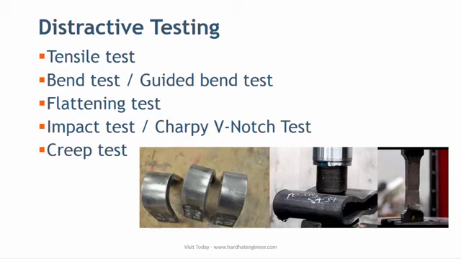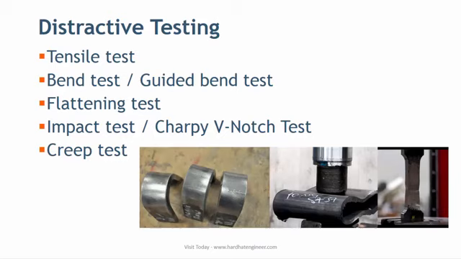Destructive tests confirm the mechanical requirement of the manufactured pipe. In destructive testing, a sample from the actual material is cut to perform various tests. The tensile test is done to check yield and ultimate tensile strength of the material. If required by the purchaser or by standard, high or low temperature tensile tests are also performed.